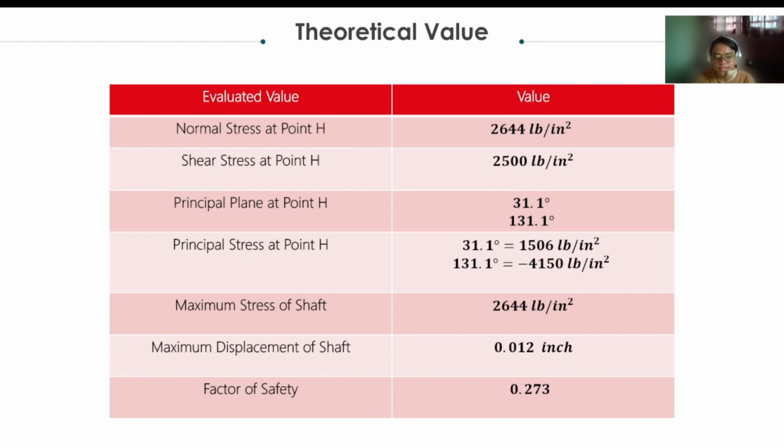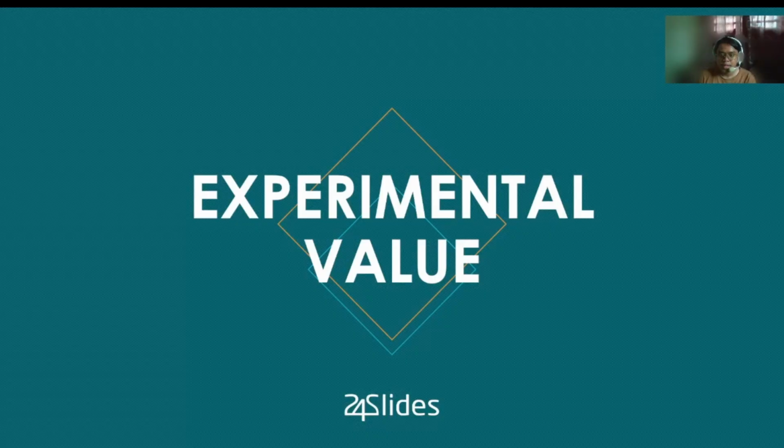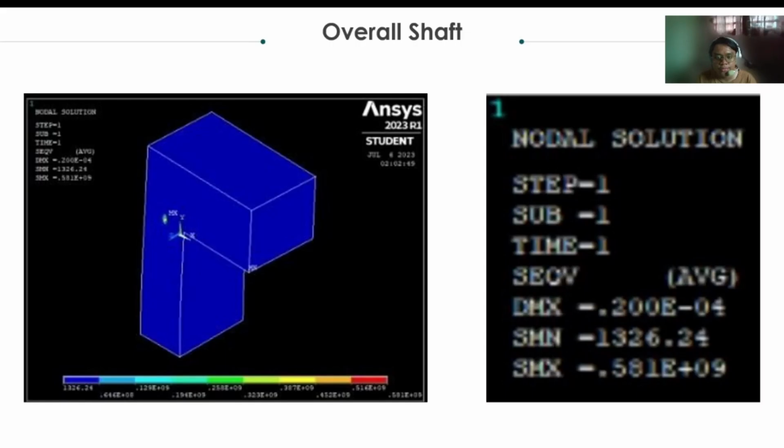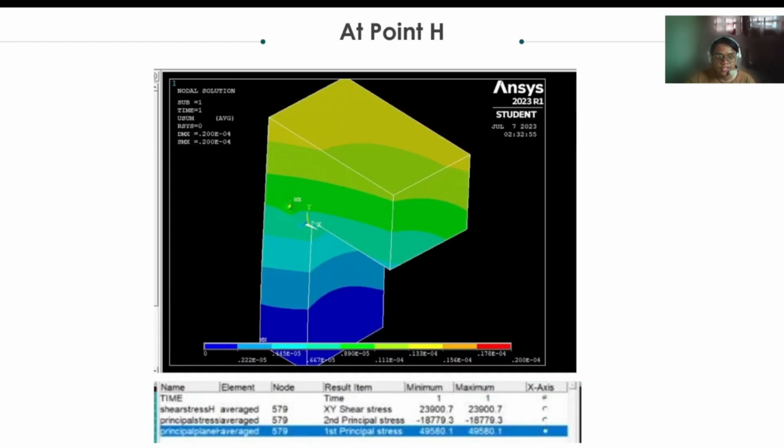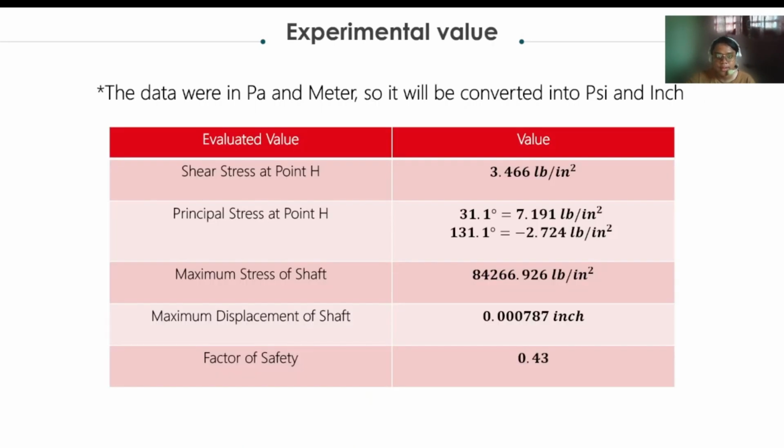For the maximum stress of the shaft is 2644 pound per inch squared, and the maximum displacement of the shaft is 0.012 inch. For the factor of safety is 0.273. Next is the experimental value. First, we can see that the overall shaft data and also the data at the point H. So, I will explain the detail on the data that we provided.